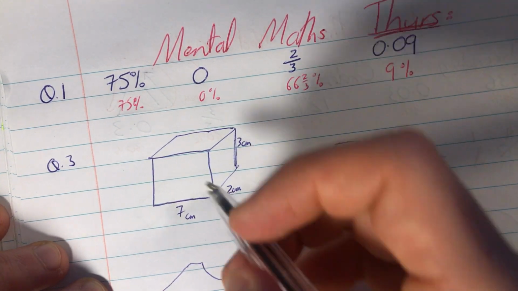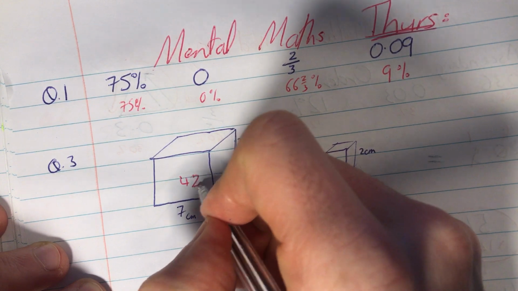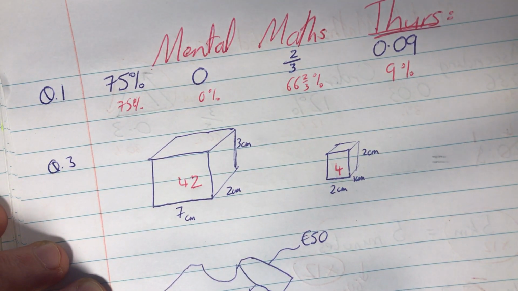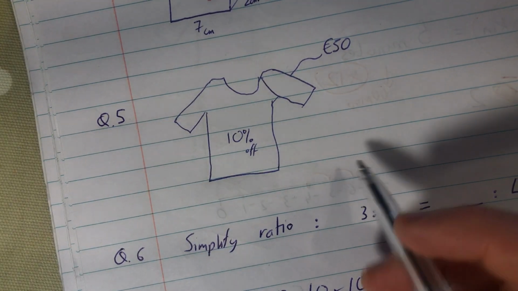This one, okay, find the volume of this. 3 by 2 is 6 by 7 is 42. This one is 2 by 1 by, that's 4. Okay, how many times? What's 42 divided by 4? Figure that out.